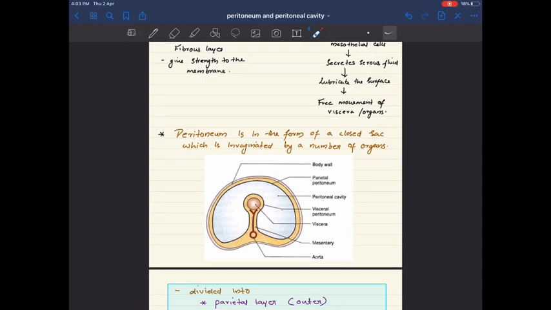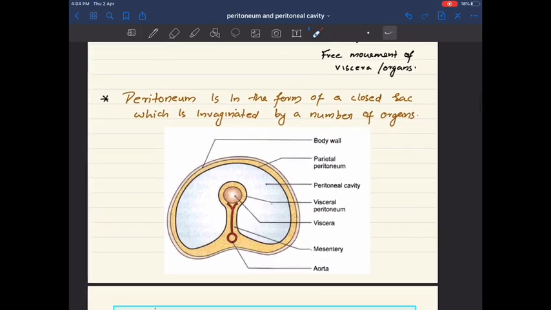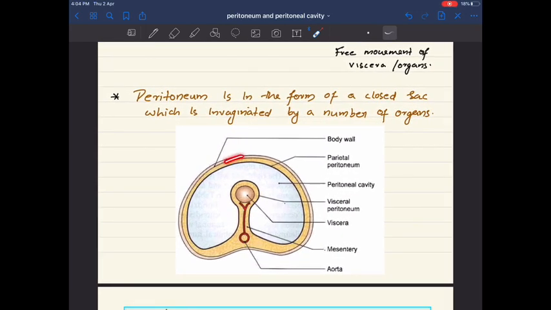Peritoneum is in the form of a closed sac. What is a sac? Just this is a sac. This is a closed sac. Invaginated by a number of organs. So see this example. This is our body wall, this is anterior abdominal wall, this is posterior abdominal wall. Below that we have peritoneum. This is our peritoneum. So peritoneum is like a closed sac.